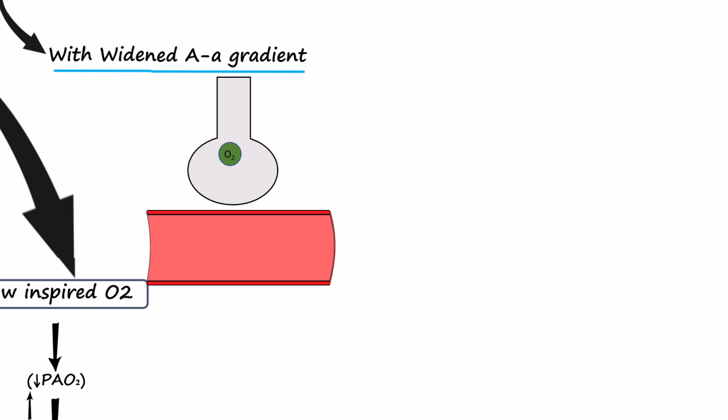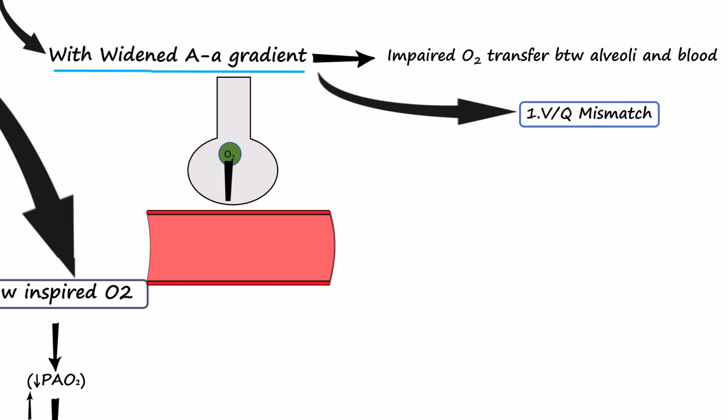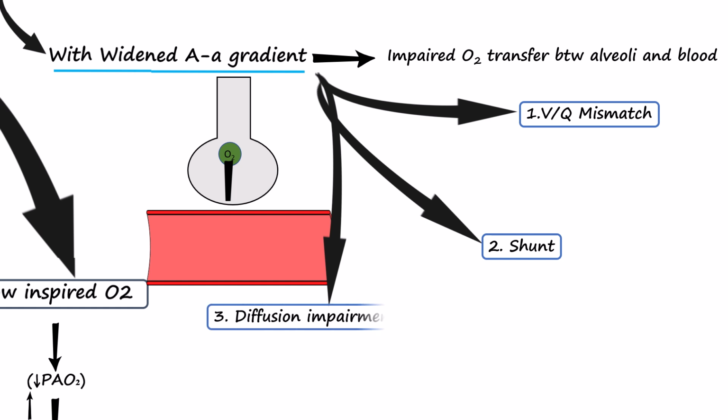Now with a widened AA gradient, there is impaired oxygen transfer between the alveoli and pulmonary capillaries, which causes reduced arterial oxygen despite adequate alveolar oxygen partial pressure. It occurs when the lungs cannot properly oxygenate blood despite adequate ventilation and inspired oxygen. This widened gradient reflects one of three fundamental physiological disturbances, which are ventilation-perfusion mismatch, shunt physiology, or diffusion impairment.